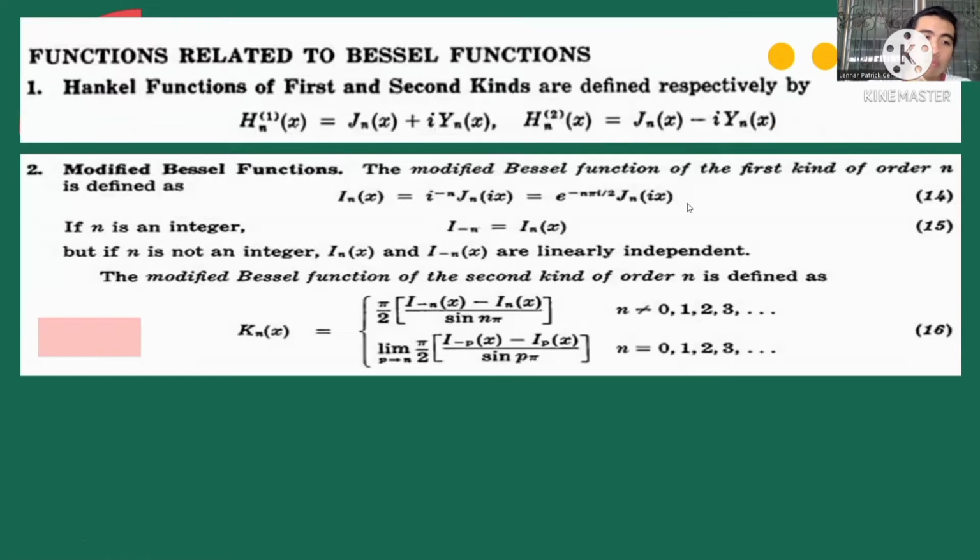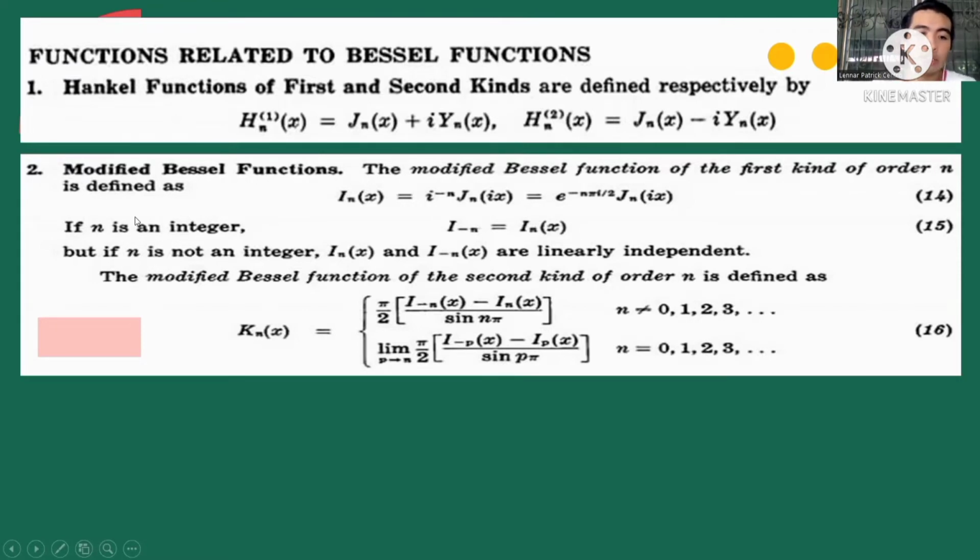So for number 2, the modified Bessel functions, where the modified Bessel function of the first kind of order n is I sub n of x, is equal to i to the minus n j sub n of i x, equal to e to the minus n pi i over 2 j sub n of i x. When n is an integer, I sub minus n is equal to I sub n of x, and I minus n equals I sub n of x.